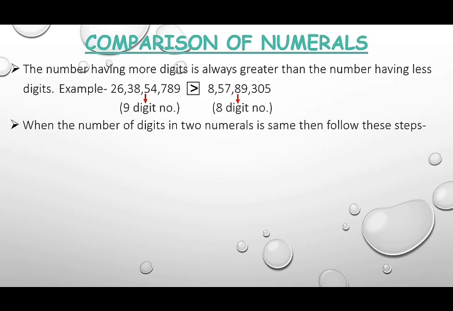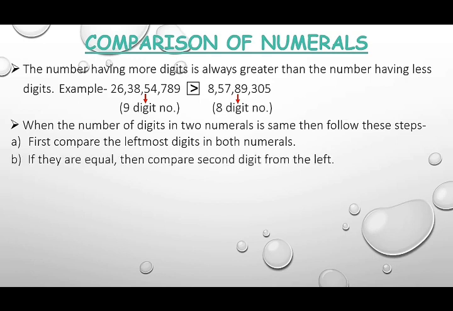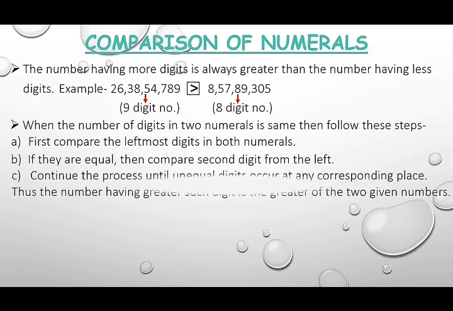When the number of digits in two numerals is the same, then follow these steps. A. First compare the leftmost digits in both numerals. B. If they are equal, then compare the second digit from the left. C. Continue the process until unequal digits occur at any corresponding place. Thus, the number having the greater such digit is the greater of the two given numbers.